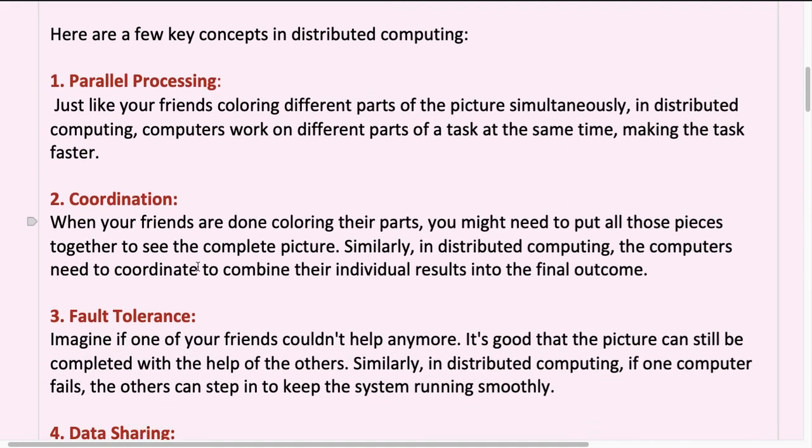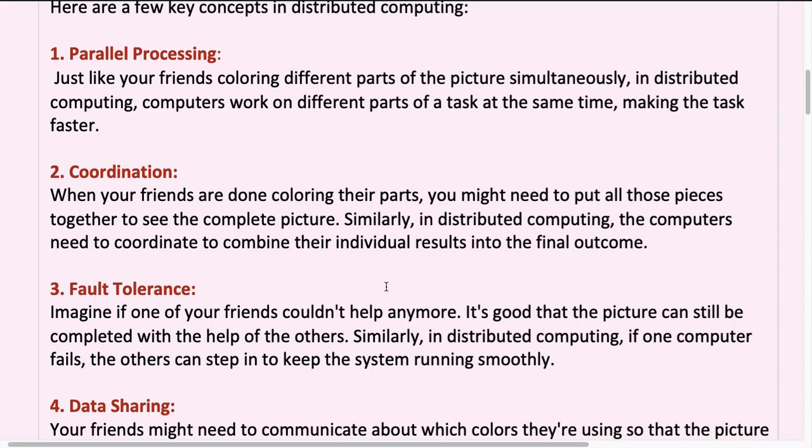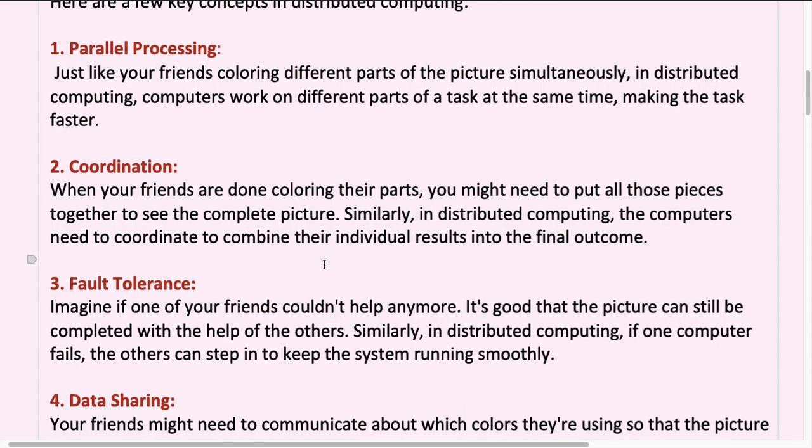Next is coordination. When your friends are done coloring their parts, you might need to put all those pieces together to see the complete picture. Similarly, in distributed computing, the computers need to coordinate to combine their individual results into the final outcome. So coordination is important to see the final output.